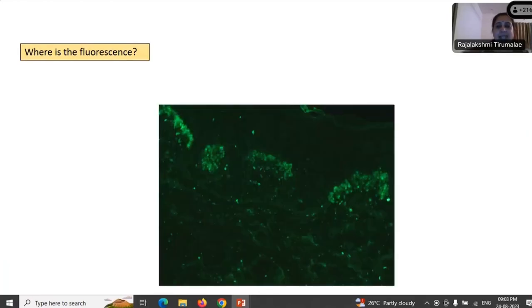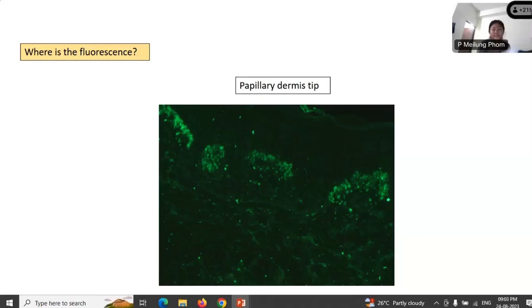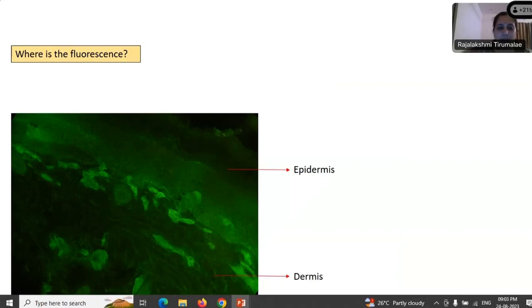Next is, where is the fluorescence? This is another pattern. Where is this? Is it in the epidermis or the dermis? Looks like in the dermis. It is in the dermis. Which part of the dermis? It's in the tips of the dermal papillae, right? So these are the different patterns that you see. This is a granular pattern at the tip of the papillae.